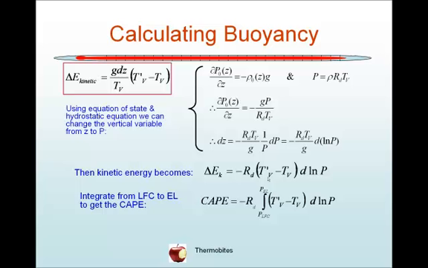So the CAPE is minus Rd times the integral from the pressure at the level of free convection to the pressure at the equilibrium level of the difference between the virtual temperatures of the parcel and the environment, times d log p. So what is this integral equal to? Or what's inside the integral equal to?